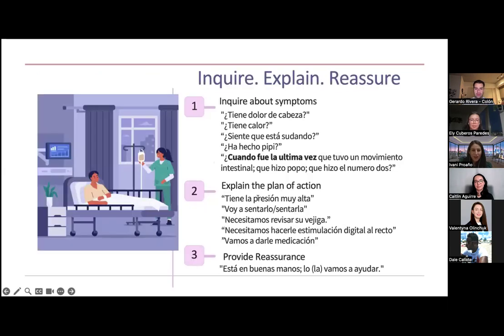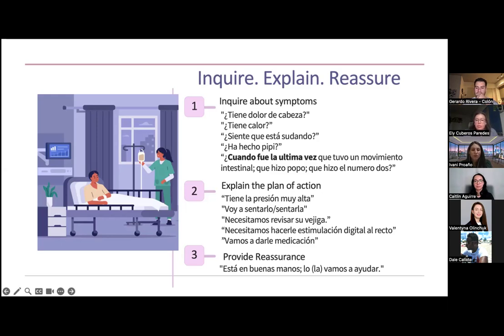Okay, and then so what do we do? We inquire, we explain, and we reassure. So the first thing we want to do when we see a patient is inquire about the symptoms. If we think that they're undergoing AD, we can ask them how they're feeling. Like, do you have a headache? ¿Tiene dolor de cabeza? Are you feeling warm? ¿Tiene calor? Do you feel like you're sweating? ¿Siente que está sudando? And while you're managing AD, it could be a little bit stressful for you too.